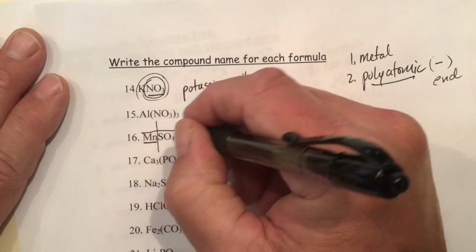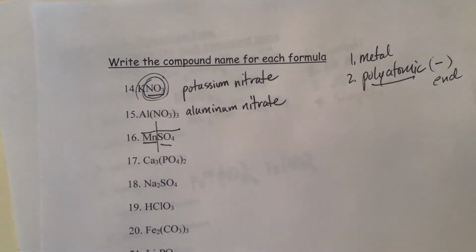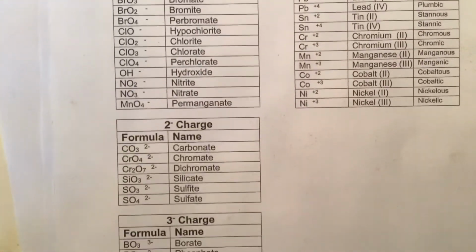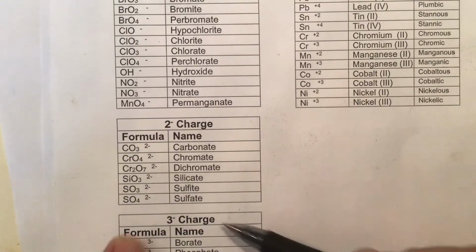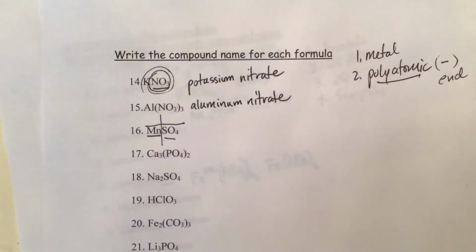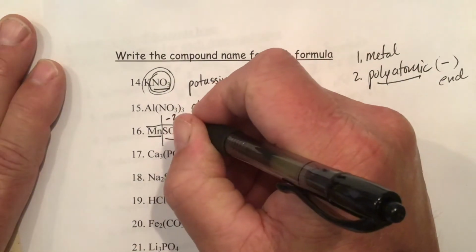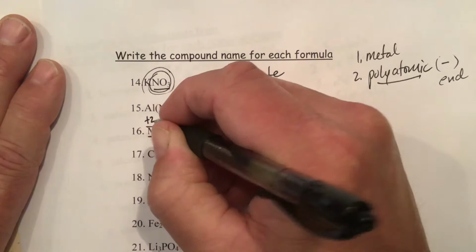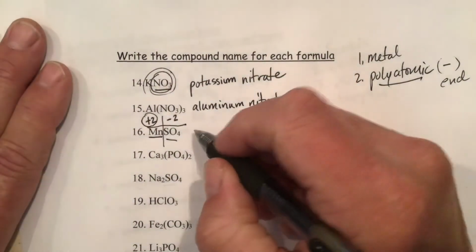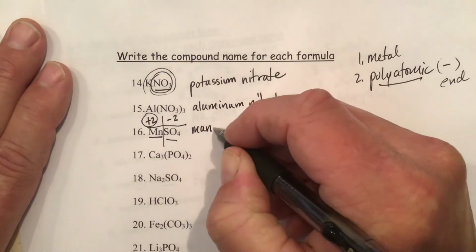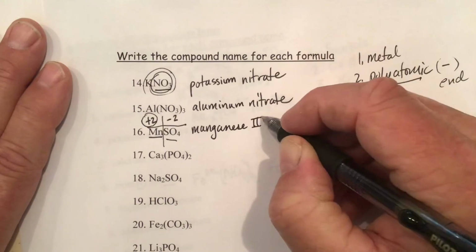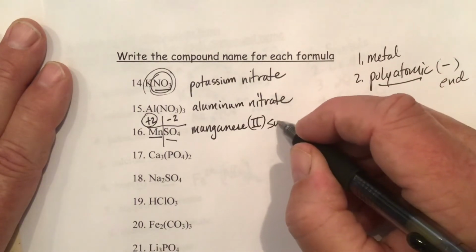And this is where we make the cross, and we'll look at SO4. What is SO4? Well, let's look at our ites and ates, and we see SO4 is right here. It is sulfate. It has a -2 charge. So if there's a -2 charge, this one has to have a +2 charge. That is the charge on the manganese. So this is going to be manganese 2 sulfate.